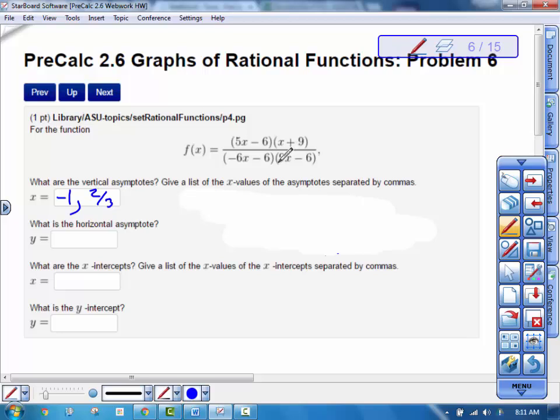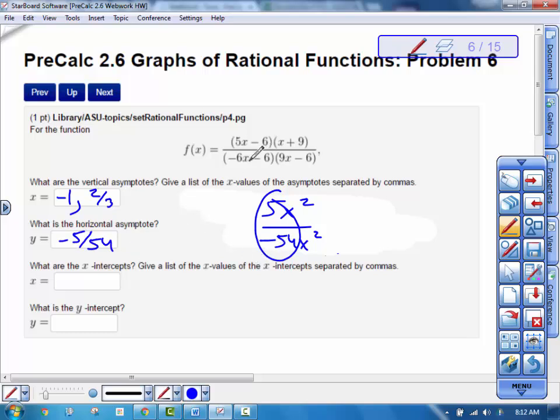Horizontal asymptotes then, since it's degree 2 in the top and the bottom, it's a fraction of the leading coefficients, but I don't know what the leading coefficients are, so I have to find them. So in the top, if I FOIL the first terms, I get 5x squared. And in the bottom, if I FOIL the first two terms, I get -54x squared. So the ratio of leading coefficients would be -5 over 54.